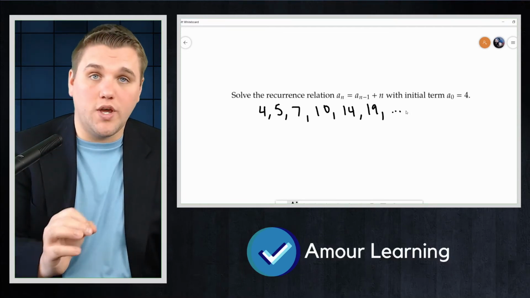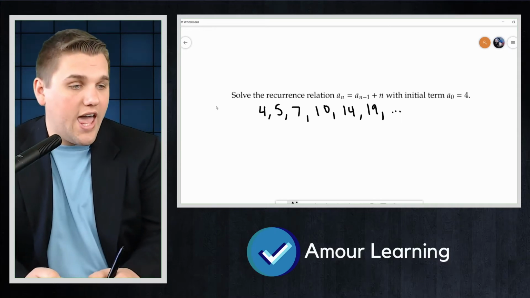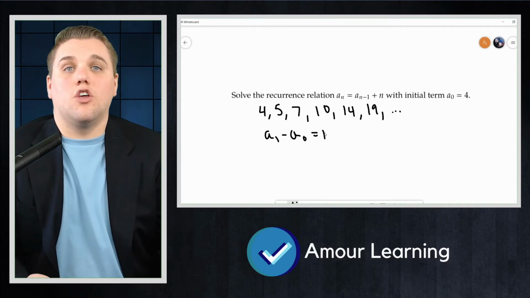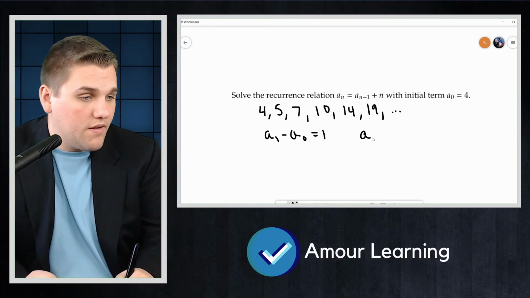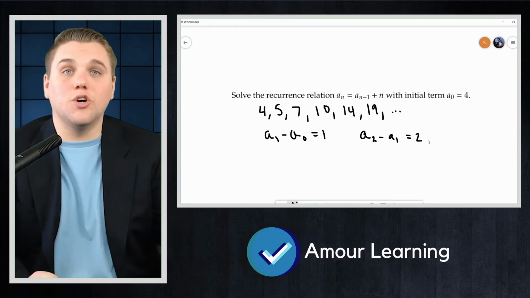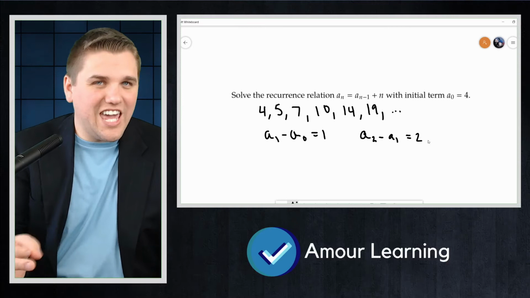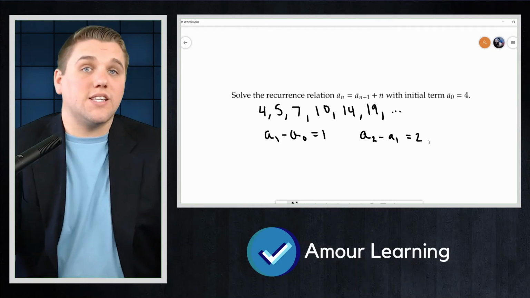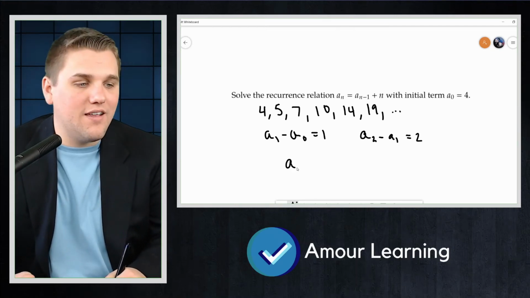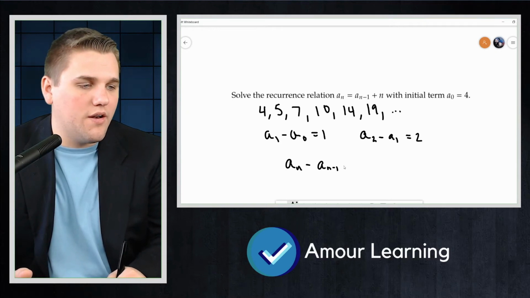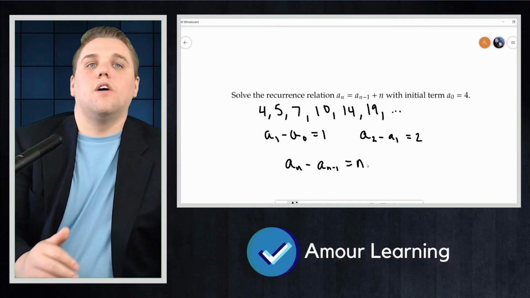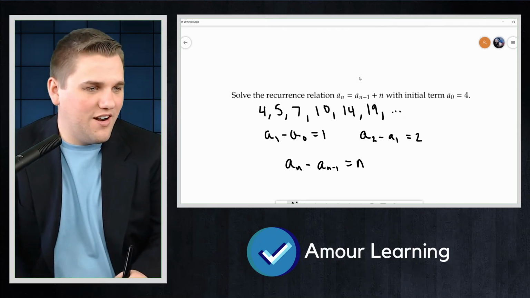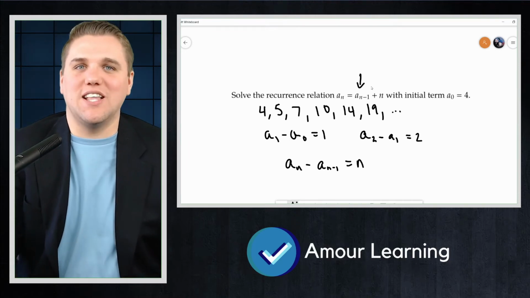Look at the difference between the terms. We notice that a_1 minus a_0 is 1. You notice that a_2 minus a_1 is 2, and so on. The key thing here is that the difference between terms is n. We can write this explicitly that a_n minus a_{n-1} is n. Of course, we could have arrived at this conclusion directly from the recurrence relation right here by just subtracting a_{n-1} on both sides.